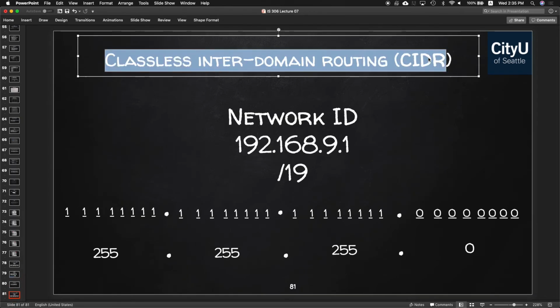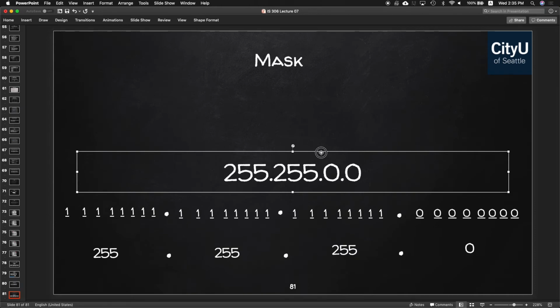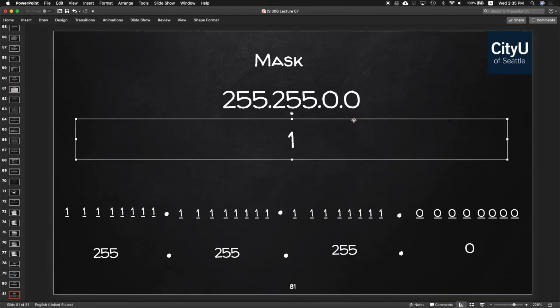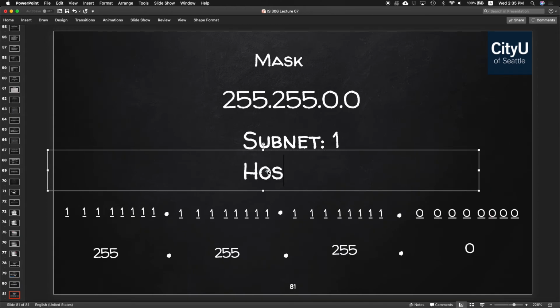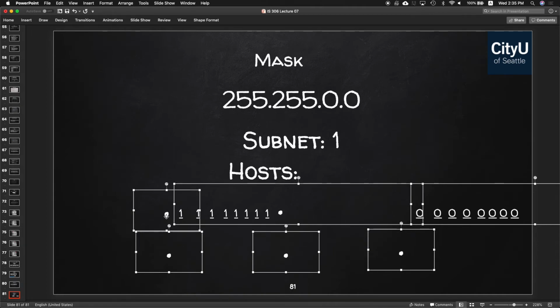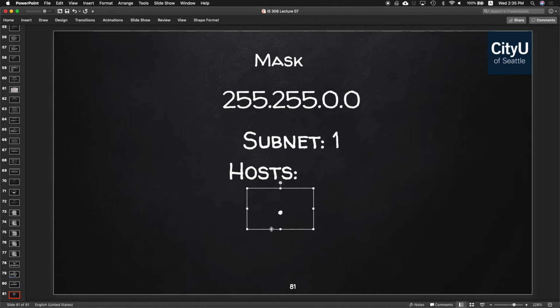So I wanted to add something else. Let's say you're given a mask 255.255.0.0, and now you have a subnet of, let's say, 1. And the question is, how many hosts? But before that, I'll quickly explain. What are the hosts? Host is basically the devices, let's say computer, printer, things like that. And your network ID is the network, the big circle that I showed you a while ago.